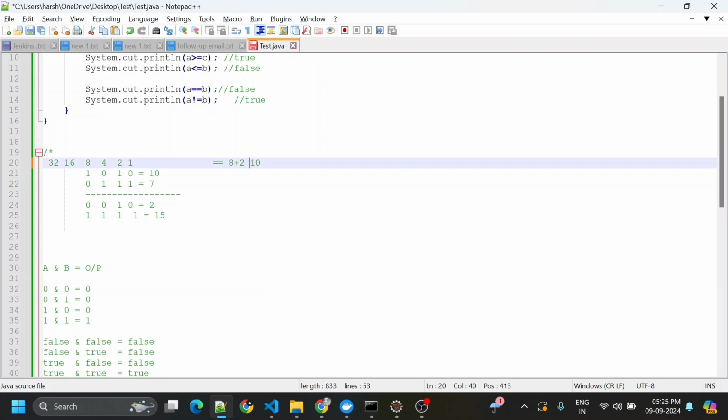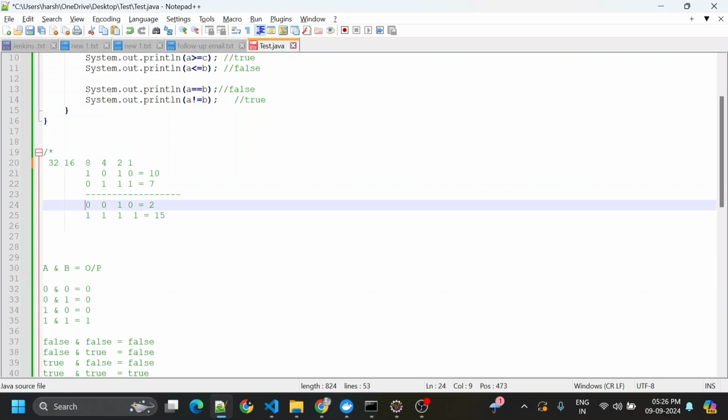Similarly with 7 as well. If you see what is happening with 7, under 4 we have 1, so I will write 4, and under 2 we have 1, so I'll write 2, and under 1 we have 1, so I'll write 1. The addition of these is 7. So the binary 0111 is 7. That is how we can convert from binary to decimal.